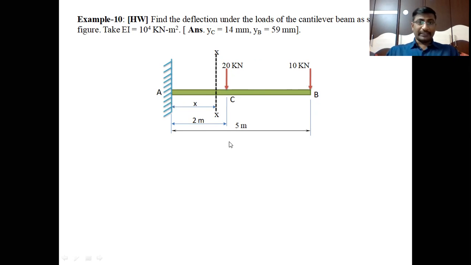Clear, students? Try this problem and compare your answers with the given answer. This is taken as homework. Take it as homework. Let us close this class at this point.